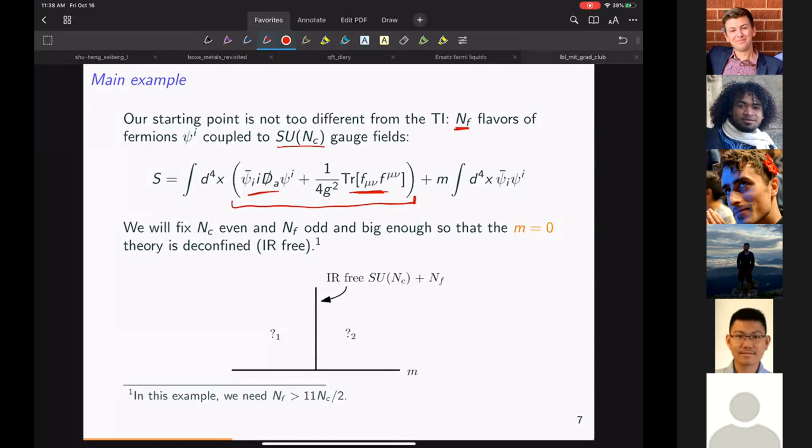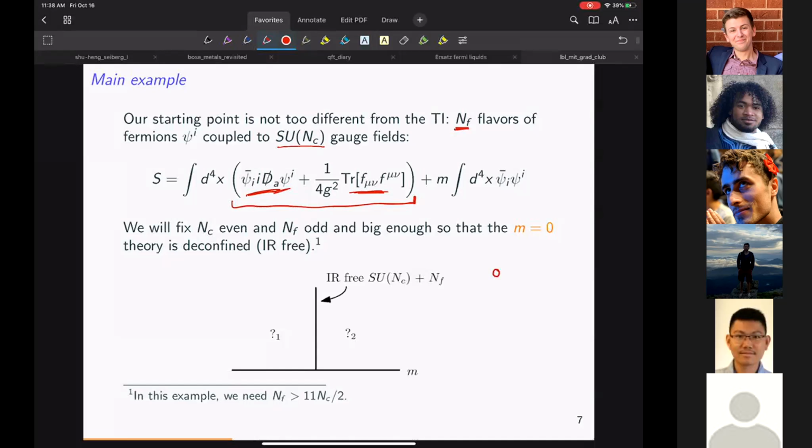So recall that if N_F was say 2 and N_C was 3, like in strong interactions, we know that the strong force is confining at long distances, right? And so it's strongly coupled in the IR, and it's hard to deal with. But what fermions do is they screen the gauge field, right?